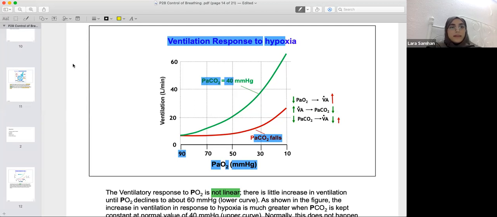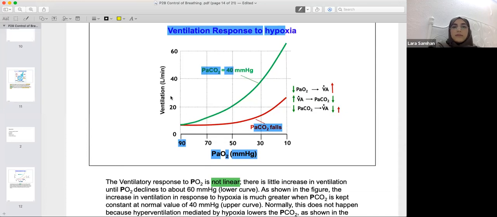Perfect, clear. Any questions so far? No questions? Perfect. Let's have a very quick review. We have the y-axis, ventilation, and the x-axis, oxygen. It's as simple as this: once the oxygen decreases, usually the carbon dioxide increases, and vice versa. Once the carbon dioxide decreases, the oxygen should increase.